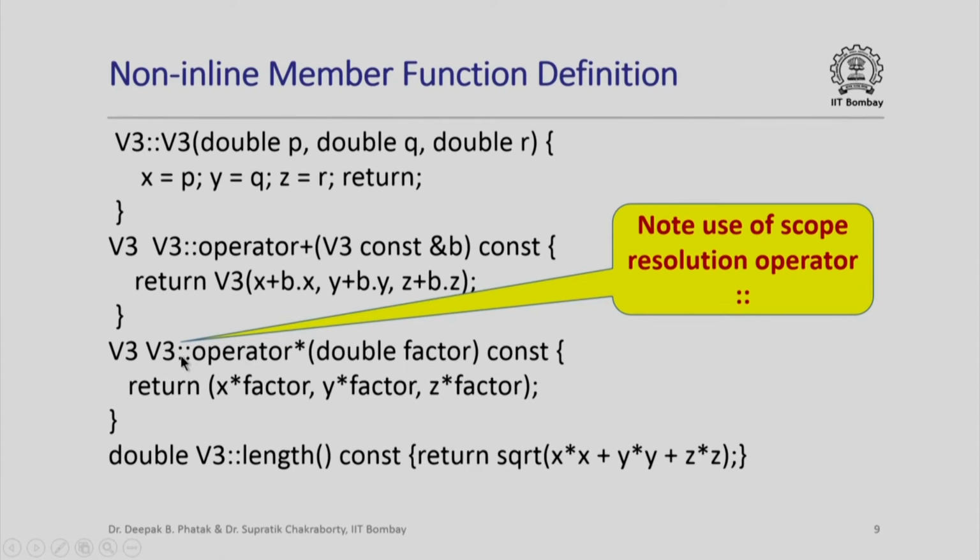The scope resolution operator basically tells us that this member function is of this class, and of course this member function of this class is going to return an object of class v3. So that is what this v3 denotes, and here is the definition of this member function. And finally here we have the last member function definition, the member function length of the class v3 returning a value of type double, and here is the definition of this particular member function.